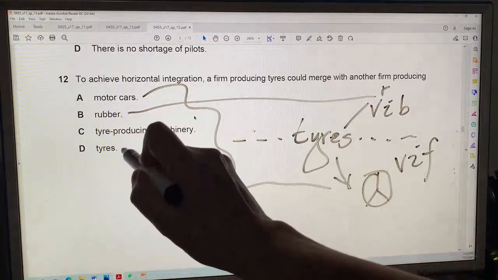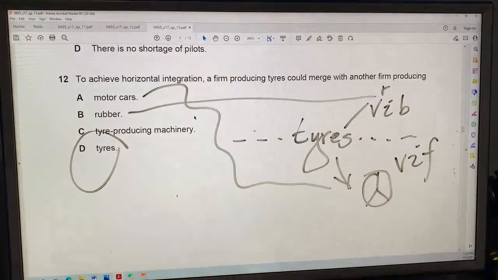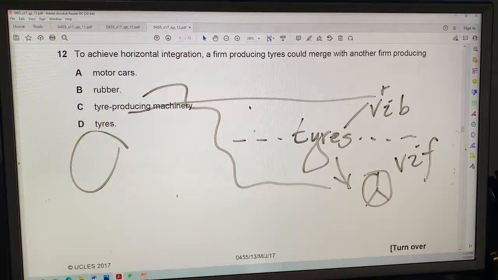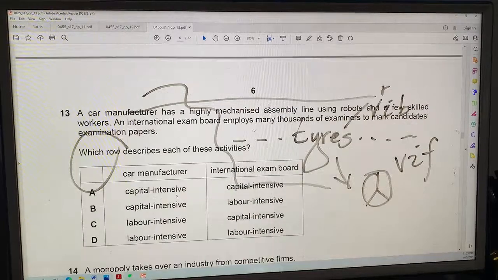So yeah, the answer is tires for horizontal integration. For horizontal integration, a tire company would buy or merge with another tire producing company.